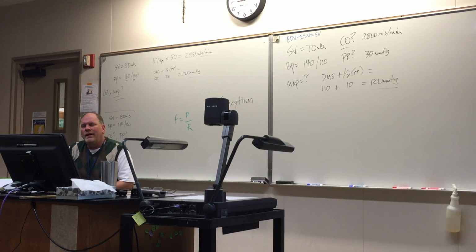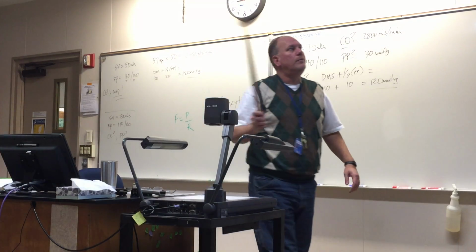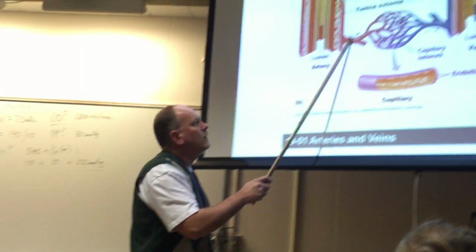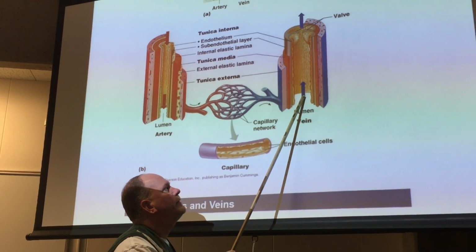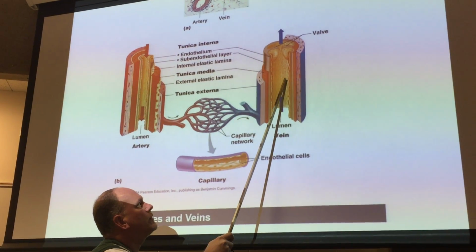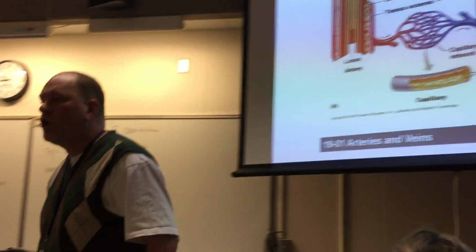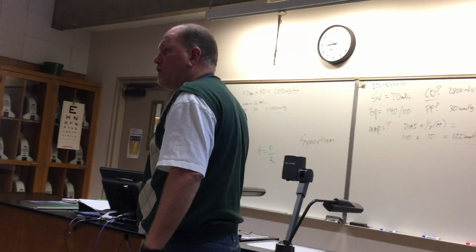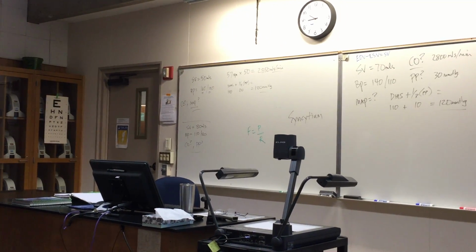And can you then name, as we're going through this flow: fast, slower, super slow, a little bit faster, and somewhat fast, moving back toward the heart. There are three factors that contribute to venous return. Three factors. Can you name one for me today?